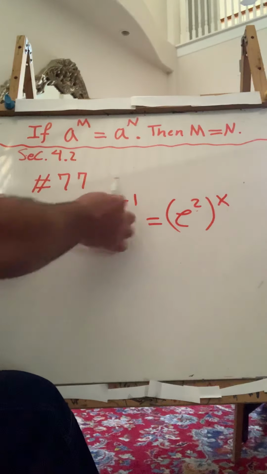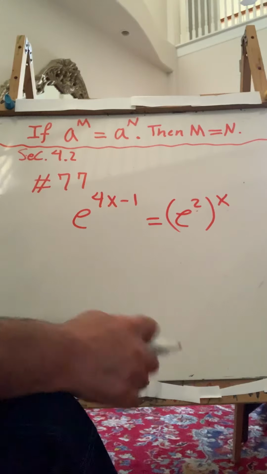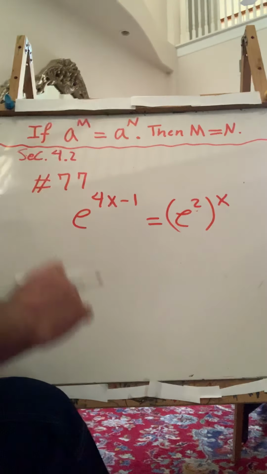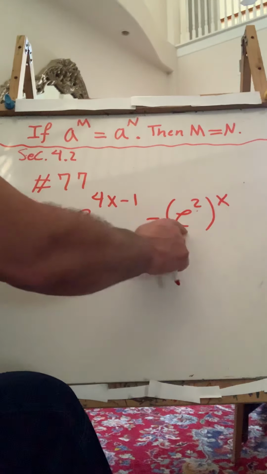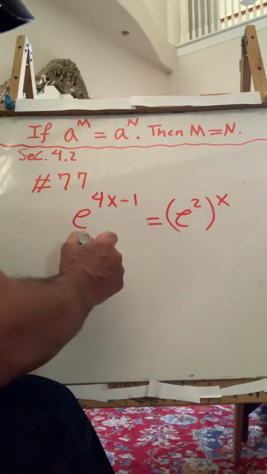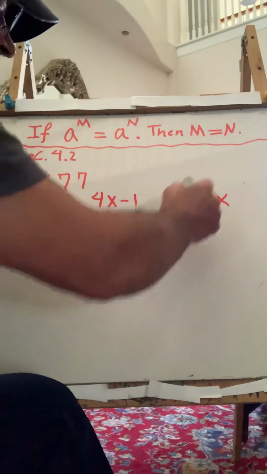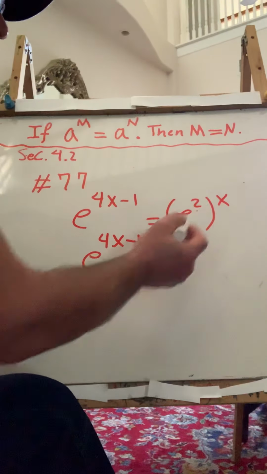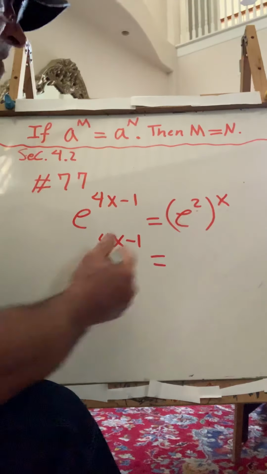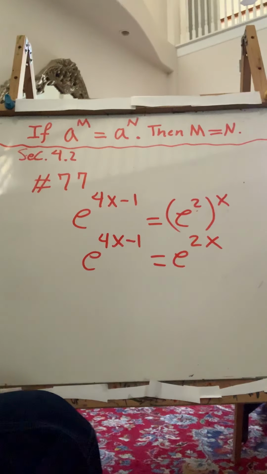So the left-hand side is already okay because we have one base and one exponent, but the right-hand side has to be adjusted so that we have only one exponent, and then we can use the rule. Notice again, we have the same base, so that part of the problem is already taken care of. So we're going to rewrite this as e raised to the 4x minus 1 equals, as you know from the rule of exponents, two exponents on top of each other, you must multiply them. And 2 times x becomes 2x. And hence, the right-hand side becomes e to the 2x.